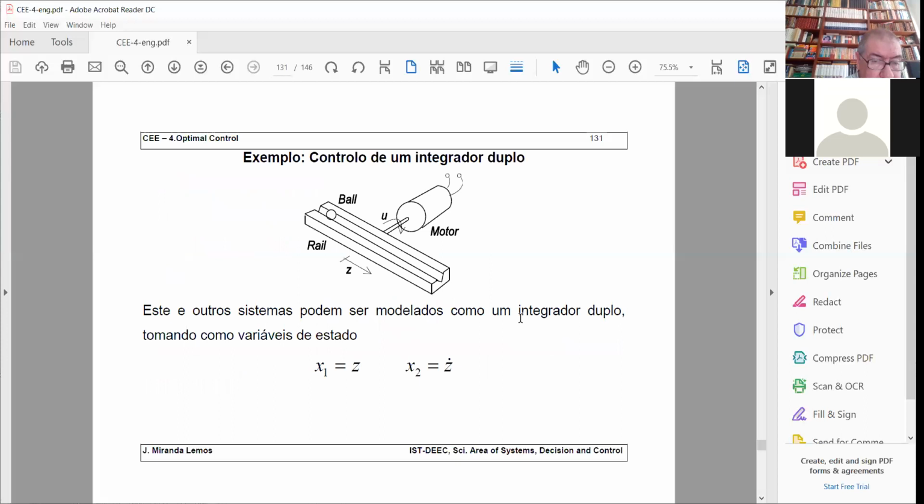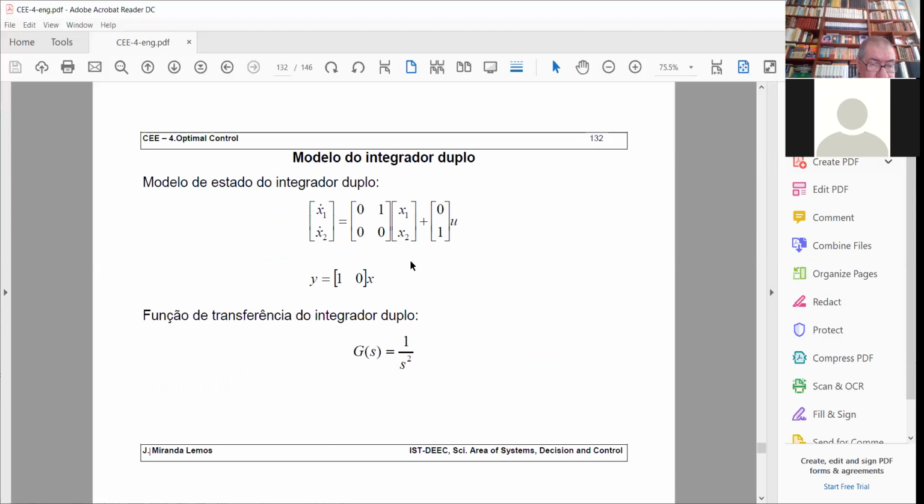The example is a double integrator. You can motivate it with equilibrating a ball on a bar, or by many other ways, a mobile robot, for instance. And the state model of the double integrator is here. You have a transfer function, which is 1 divided by s squared. So I leave to you the care of computing the details. Of course, it must be 1 divided by s squared because you have a double integrator.